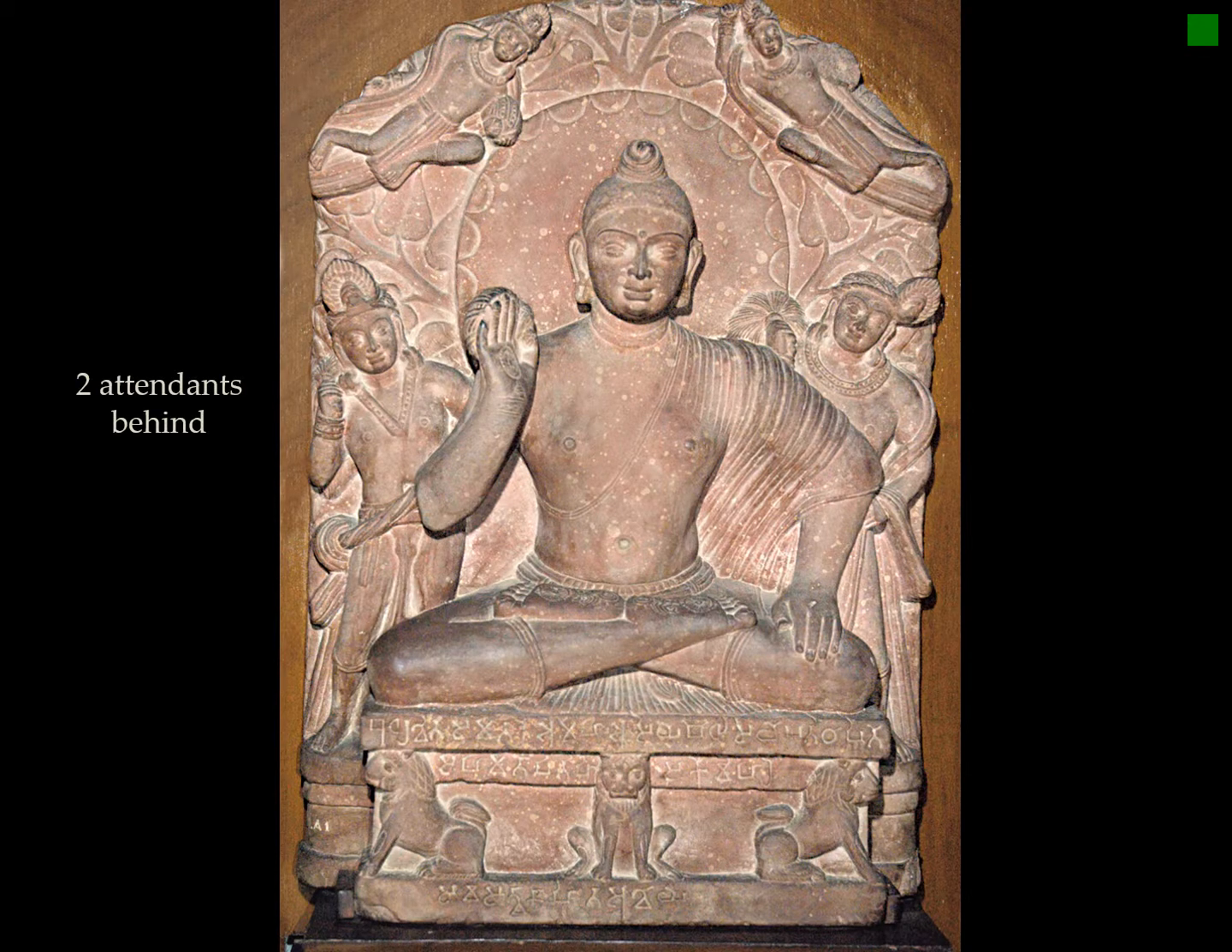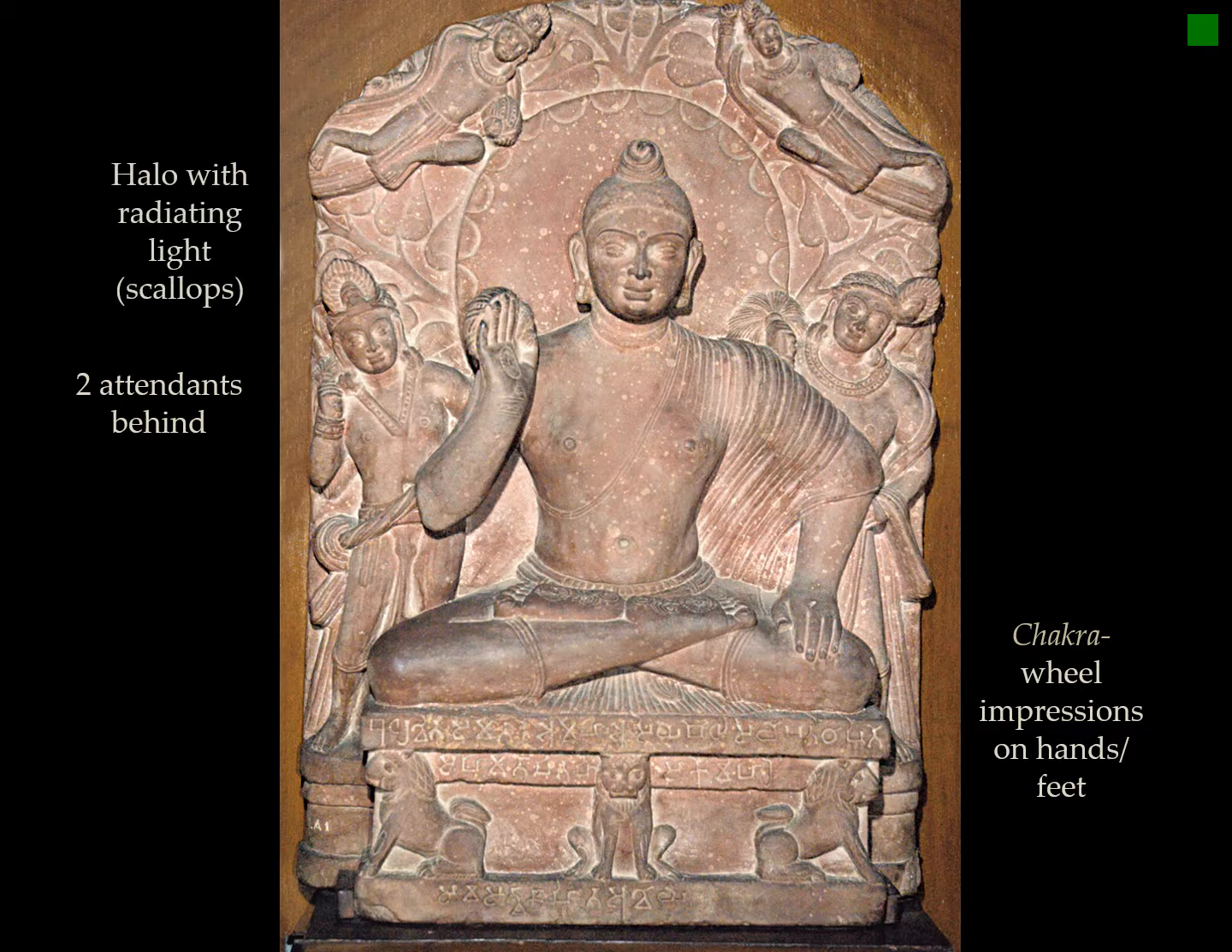So here, just to recap what we have in this image of Buddha, we have two attendants that are shown directly behind Buddha here on his shoulders. The chakra wheel can be seen in impressions on his hands and on his feet as he lifts his hand. The halo with the radiating light is going to be shown with these scallops behind his head, much like a halo in the Christian tradition.